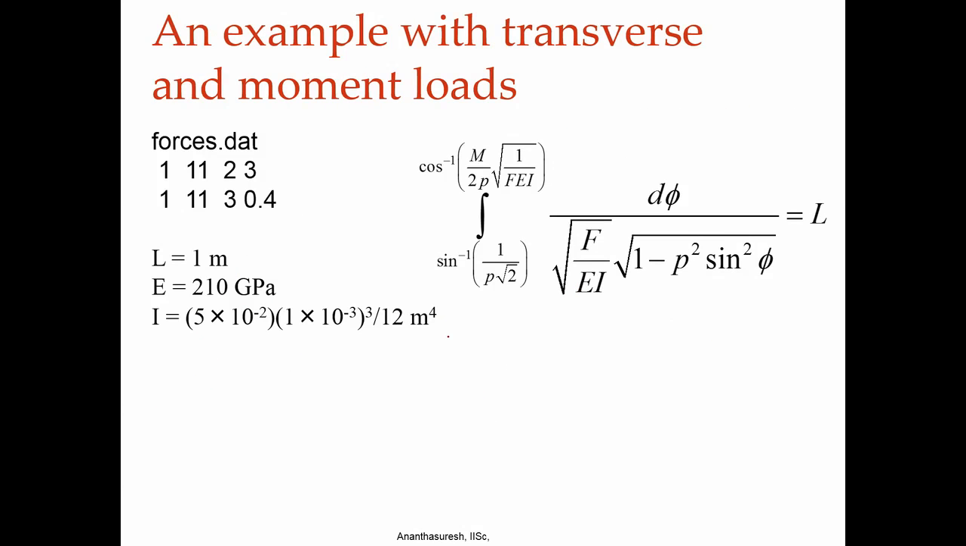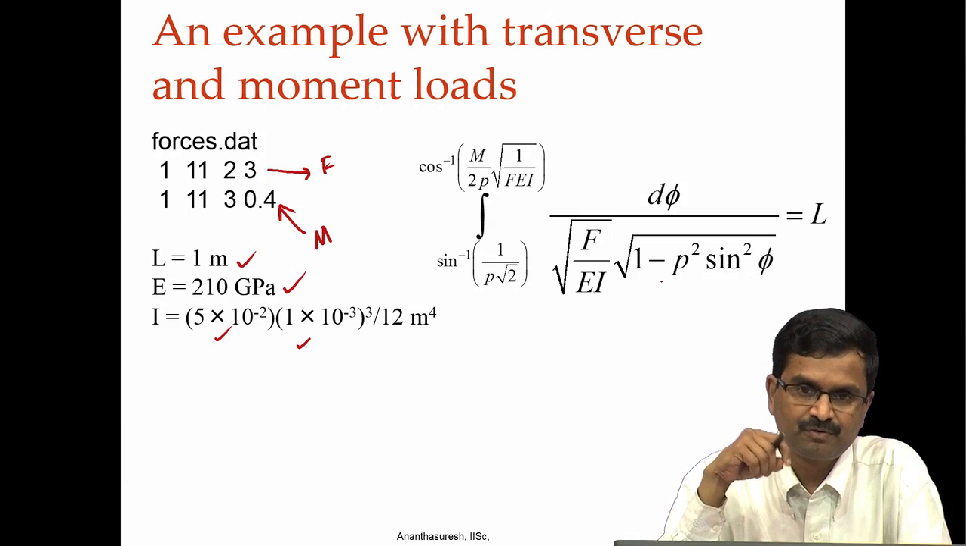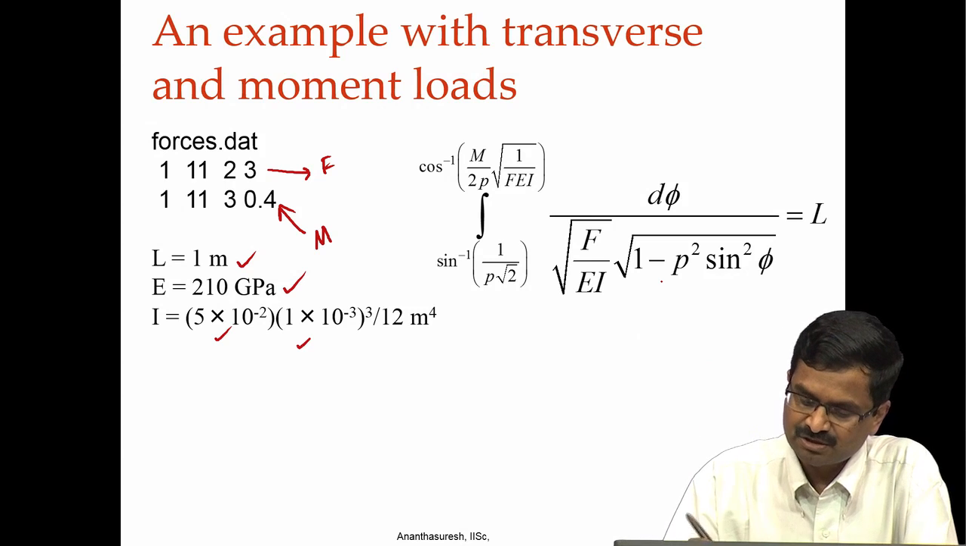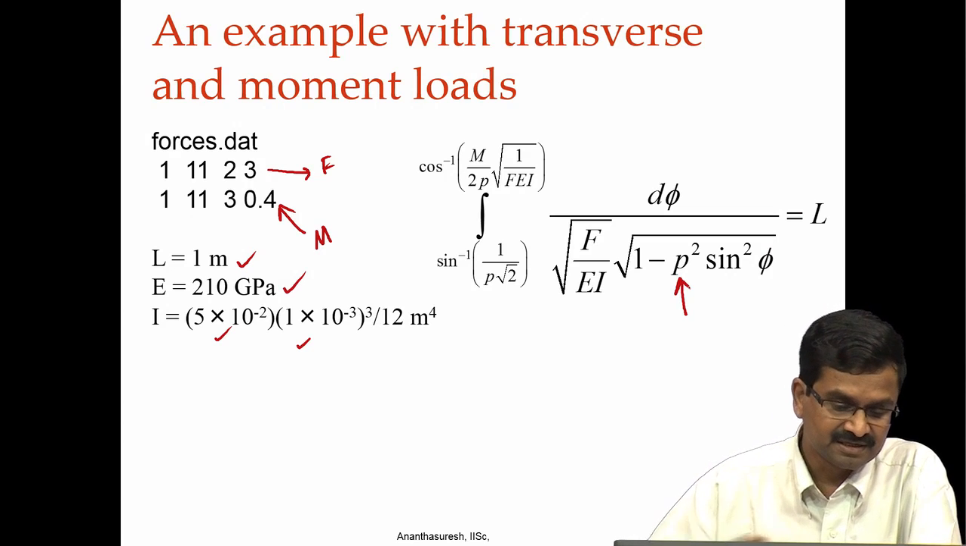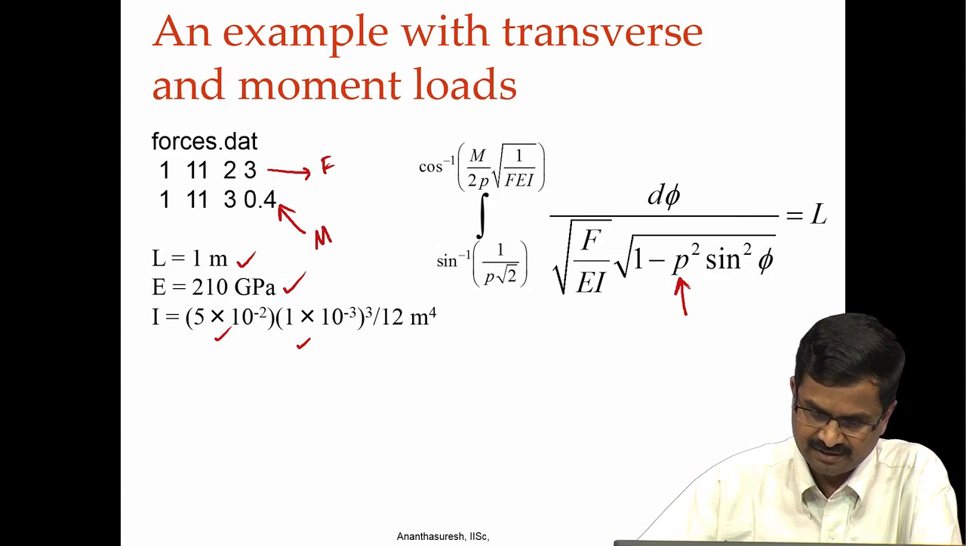If we do that, let us take an example. We have the force F here and then moment M here, 3 newtons and 0.4 Newton meter, with the same length, same Young's modulus, same cross section that we have taken. We find the value of P. How do you do it? It is actually quite simple, because the range of P is only from 1 over square root of 2 to 1. In that range, solving this equation is non-linear. We will plot it and see how it looks, and we can calculate the value of P, where length is in our case 1. So, let us plot it.